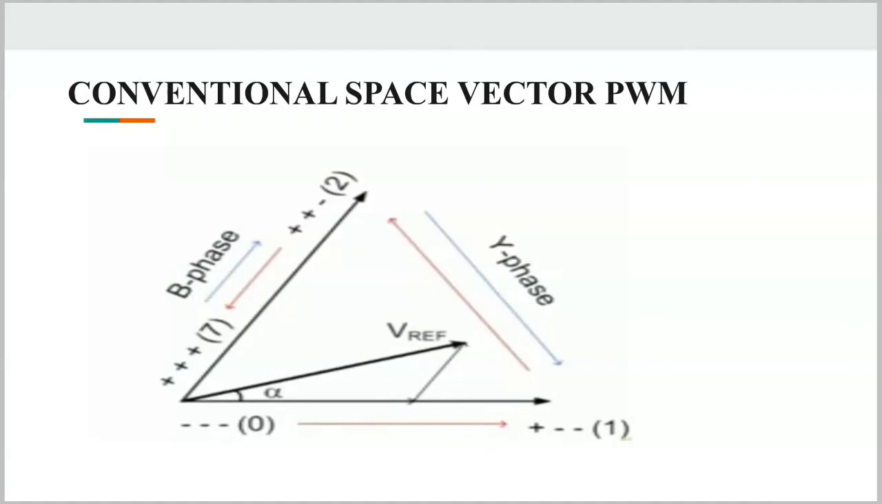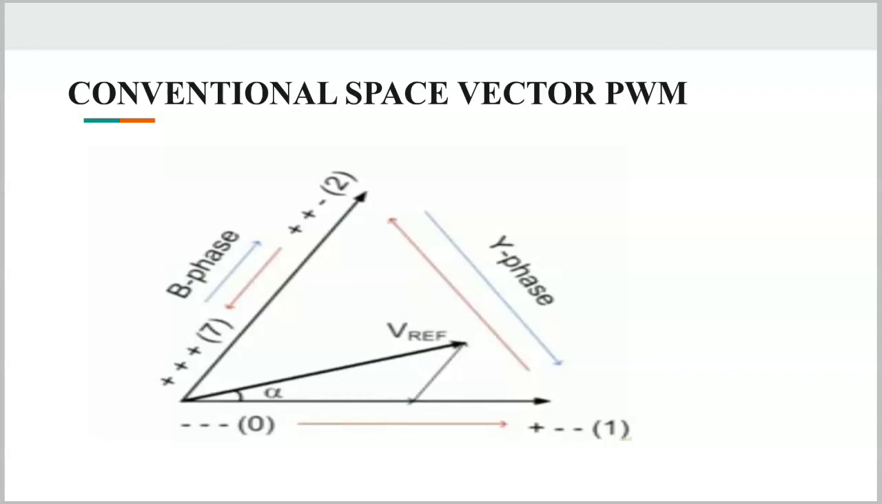Now we will see the conventional space vector PWM. We use both the null states, represented as 0 and 7, which are minus minus minus and plus plus plus. The null vector can be applied using two different zero states: minus minus minus, wherein all the bottom devices are on, and plus plus plus, wherein all the top devices are on. Let's start from minus minus minus, which is represented as 0. All the bottom devices are on.